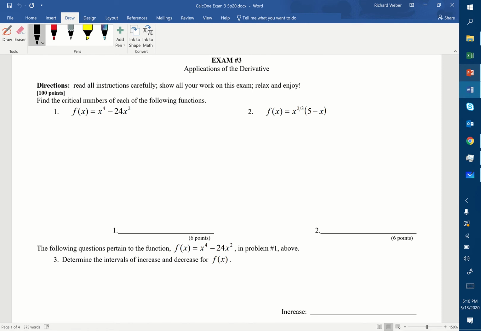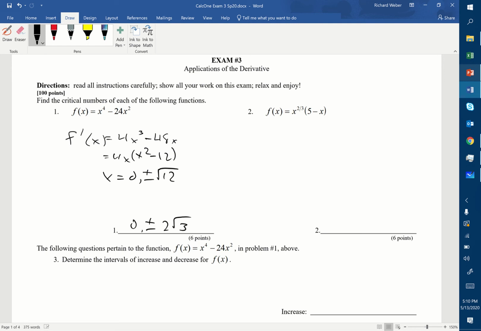So the first one, you're looking for the critical numbers, so that means you need to take the derivative of this guy, and when you do that you get 4x cubed minus 48x. Basically, when you factor, you've got 4x and then x squared minus 12, so the critical numbers are 0 and plus and minus square root of 12. So finally you might say 0 plus or minus 2 radical 3.